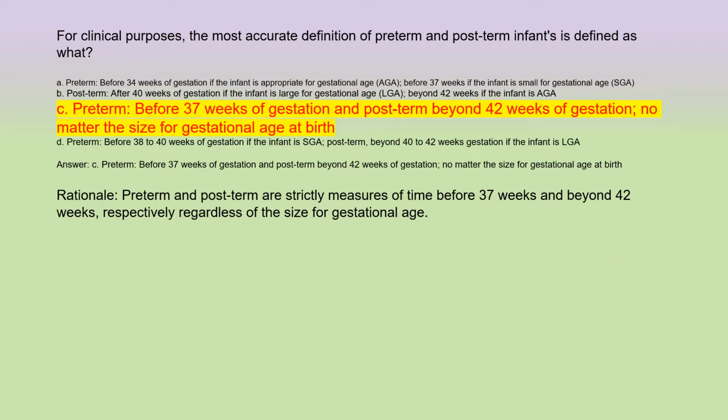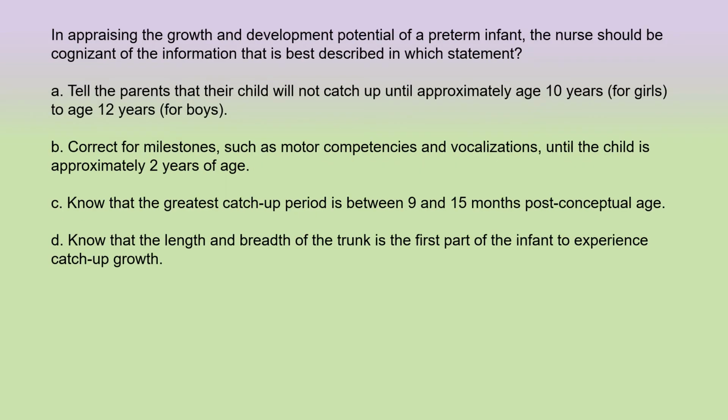Answer: C. Preterm, before 37 weeks of gestation and post-term beyond 42 weeks of gestation, no matter the size for gestational age at birth. Rationale. Preterm and post-term are strictly measures of time, before 37 weeks and beyond 42 weeks, respectively, regardless of the size for gestational age.